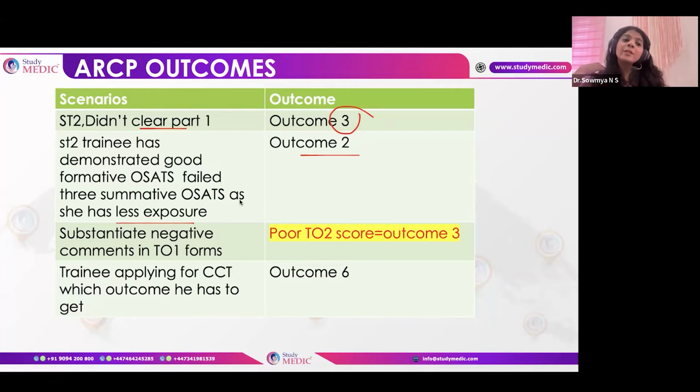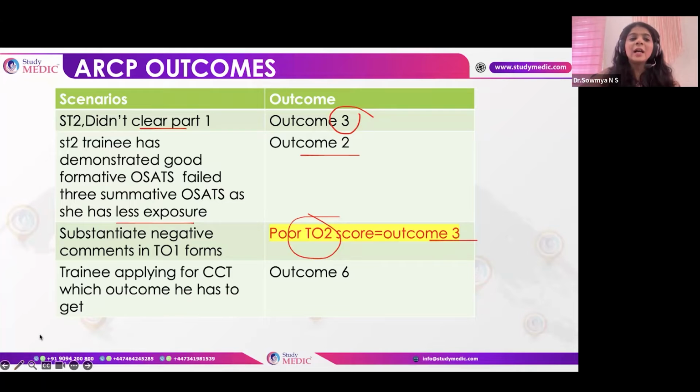And then come the negative comments in the TO forms. Remember the team observation forms, which I mentioned before. If there are very poor or negative comments, then you get a poor TO2 score, and then it is outcome 3. So the trainee has to stay back in that particular year only. Like if he or she was supposed to move from 2 to 3, with a poor TO2 score they would get outcome 3. Obviously, they have to stay back there. And a trainee applying for CCT, which outcome does he have to get? Outcome 6, which I explained.